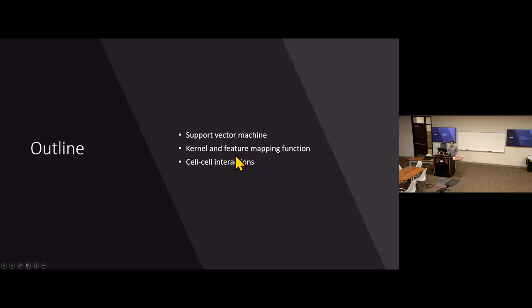Then there's the feature mapping function, or kernel. The concept is useful. After these two, we will discuss single cell, cell-cell interaction or cell-cell communication analysis: how this analysis will be done, and what the principle behind it is. Okay?